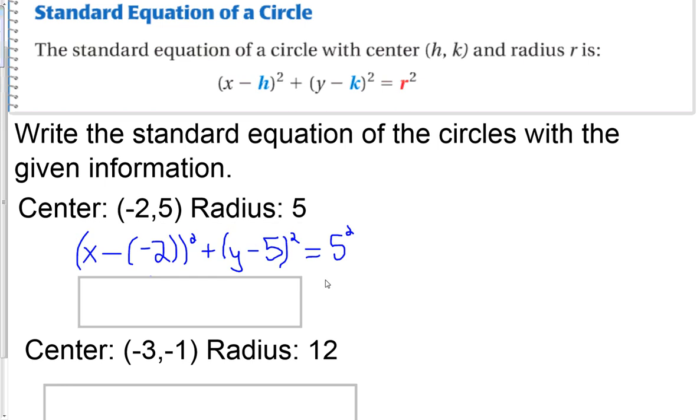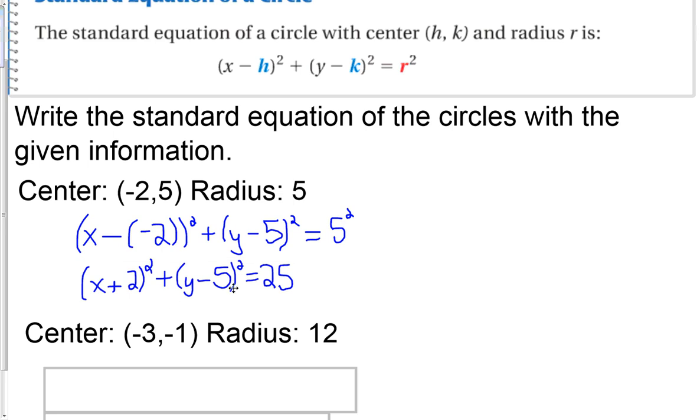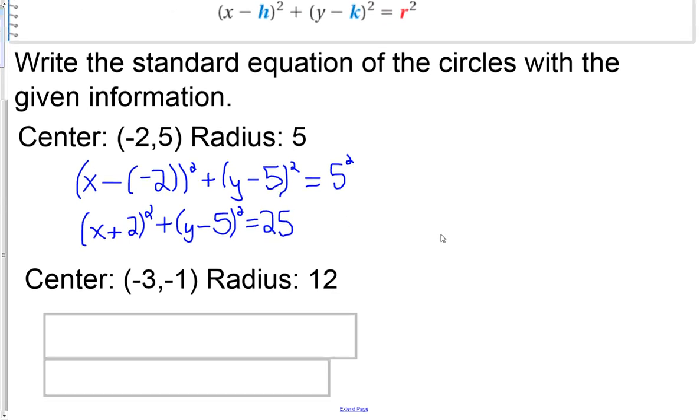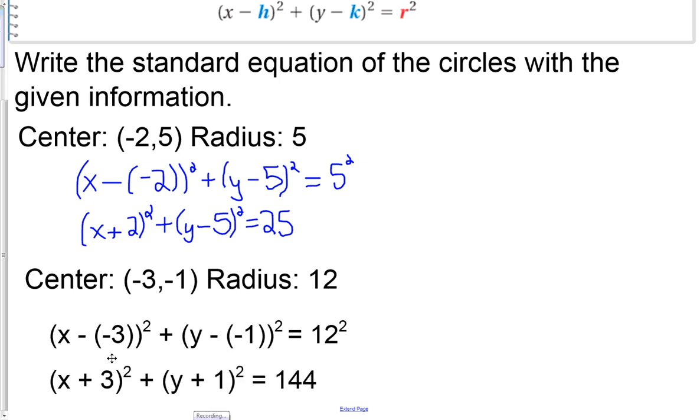So this gives us (x minus -2) squared plus (y minus 5) squared equals 5 squared. So the double negatives we need to simplify, and the 5 squared over here we need to simplify to get (x plus 2) squared plus (y minus 5) squared is 25. Down here, same idea. We got (x minus -3) squared plus (y minus -1) squared equals 12 squared. Double negative plus 3, double negative plus 1, 12 squared is 144, and there's our final answer right there. So pretty straightforward.